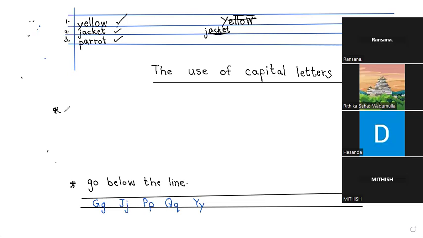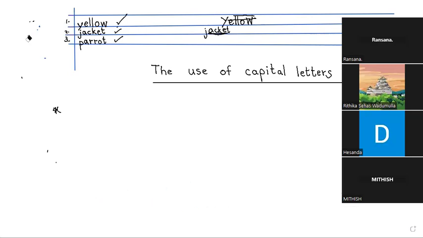First one, where do we write capital letters? Very good, names. When you write names, the first letter should be a capital letter. The first thing you want to remember: the first letter of a new sentence.